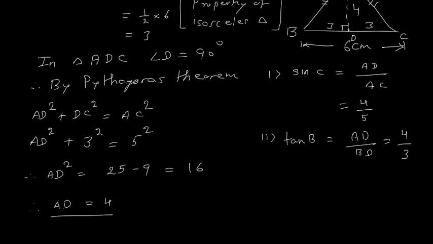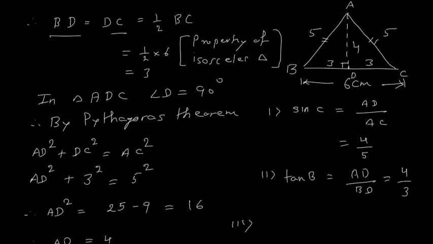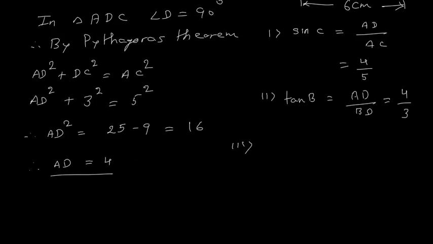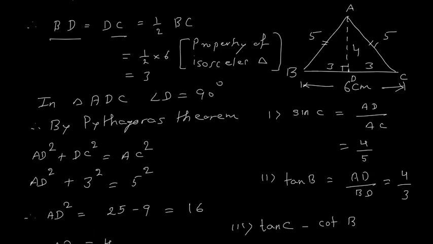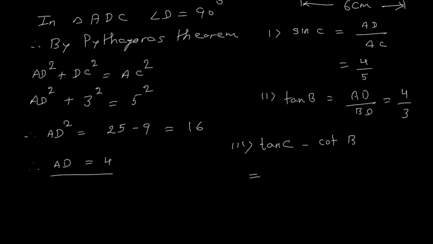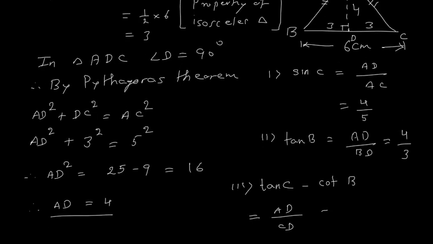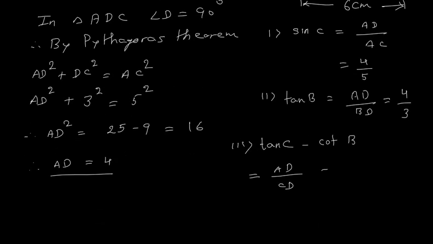Now third we have to find tan C minus cot B. We have to find tan C minus cot B. What is the value of tan C? So here tan C is opposite, which is AD upon CD. This is AD upon CD minus cot B. So value of cot is adjacent upon opposite, that is BD upon AD. BD, this is BD upon AD.